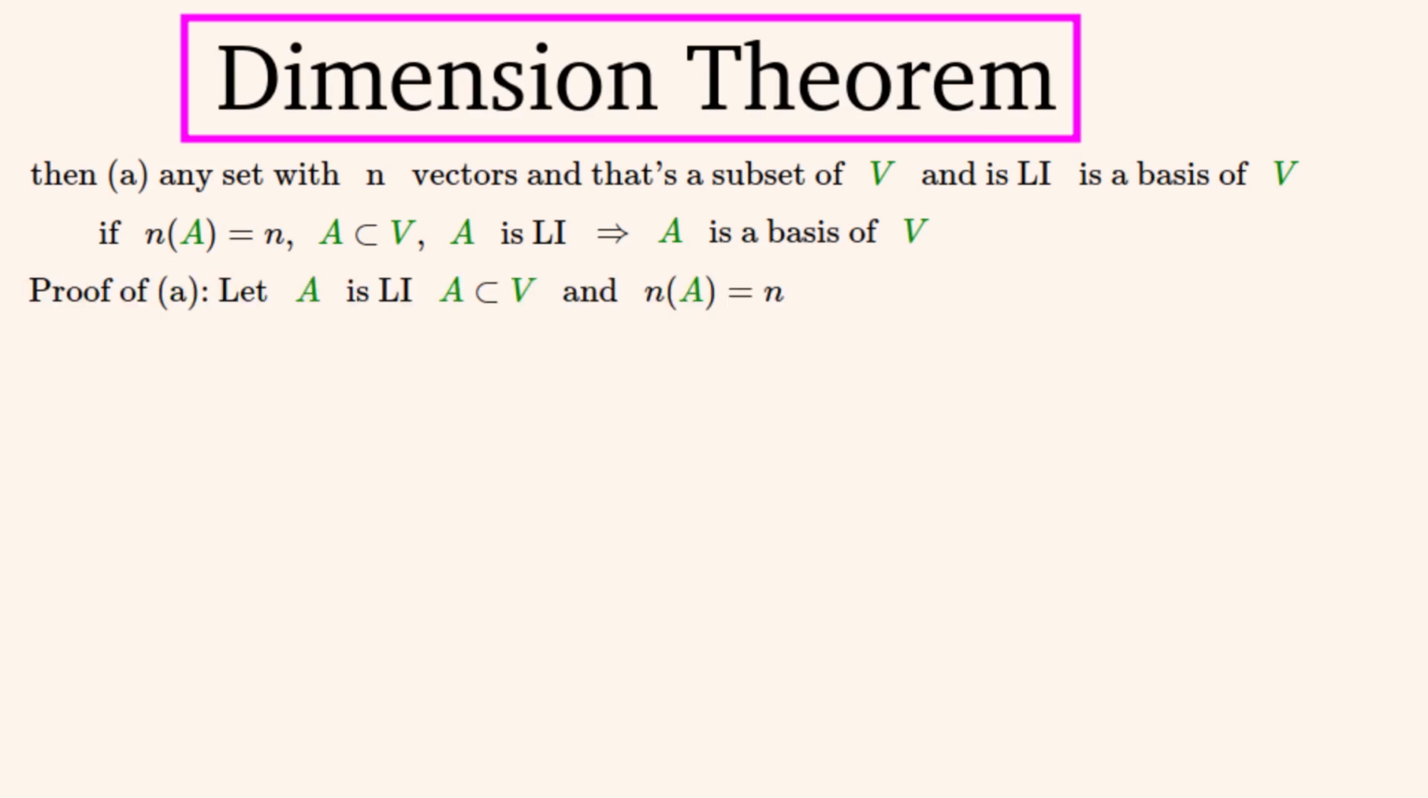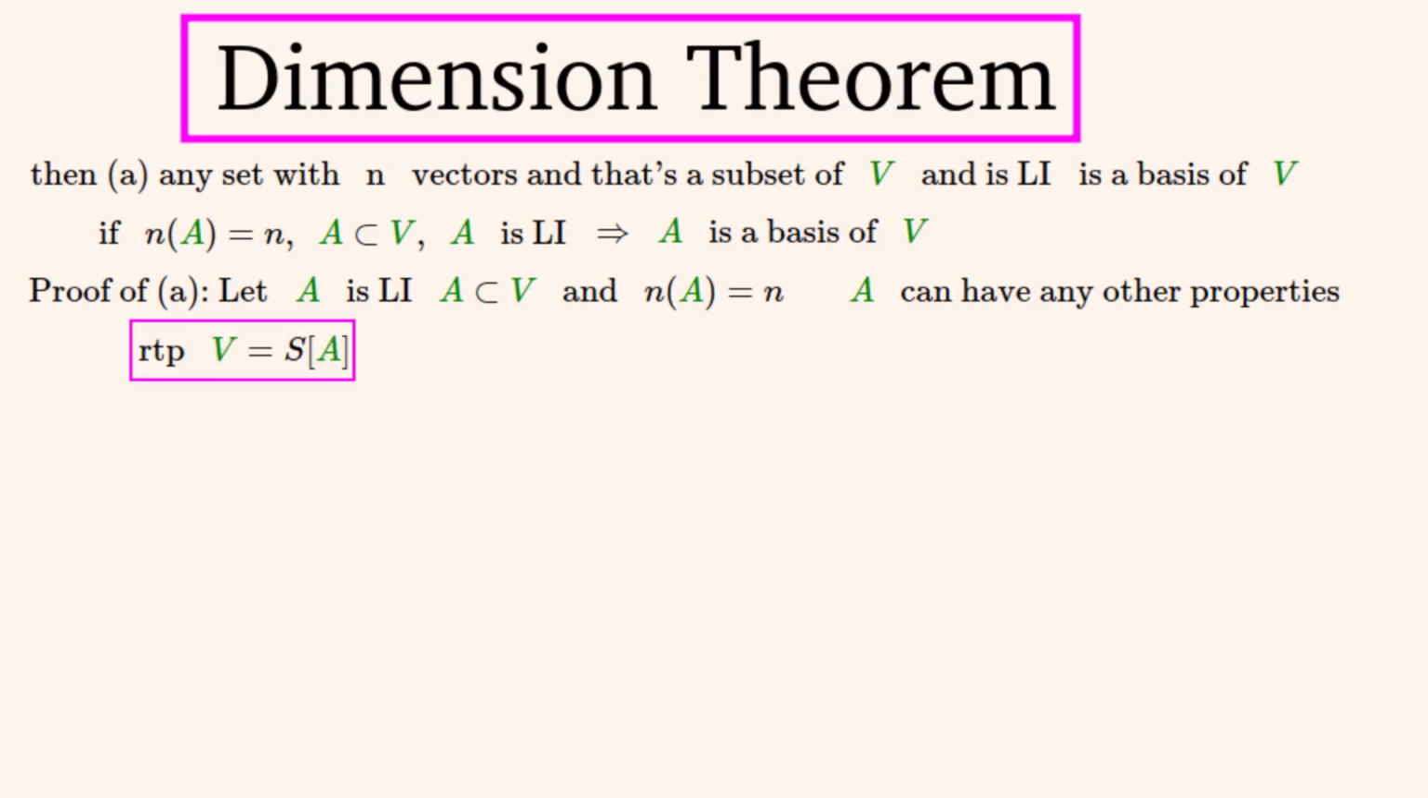We'll start by letting set A be a linearly independent subset of vector space V, and that has n vectors. And A can have any other properties. We're required to prove that A is a basis of V, and to do this we need to prove that A spans V and that A is linearly independent. We know that it's linearly independent because that's given, so we only need to show that A spans V.